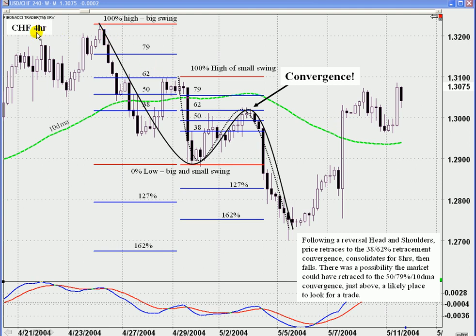Here's a Swiss franc 4-hour chart. Another 4-hour chart. Please make note of it. From this high to this low, price retraces 38%. Okay. From this swing high to the swing low, price retraces 62%, converging with 38%, and price falls very rapidly to 162%.